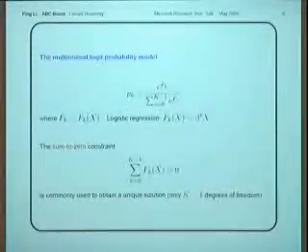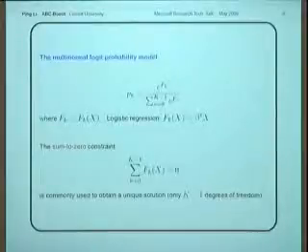Of course, in boosting, we're going to learn more complicated models than this linear model. So this is a multinomial logit probability model. And here we often use constraints because we only have k minus 1 degrees of freedom. A natural constraint people like to impose is that the function values should sum to 0, because we really only have k minus 1 degrees of freedom.